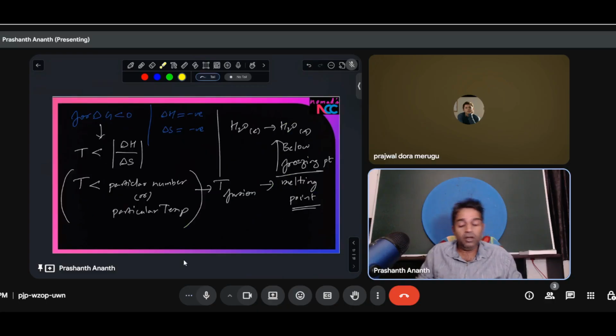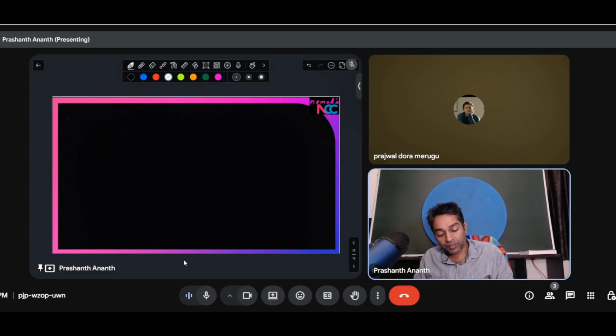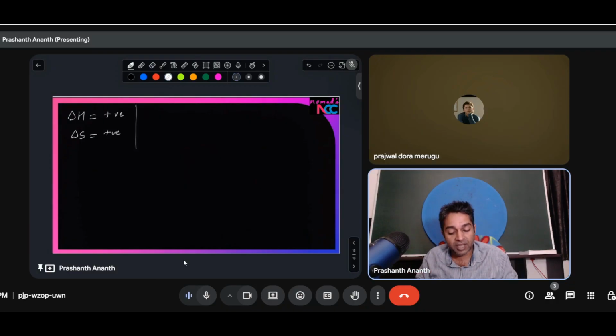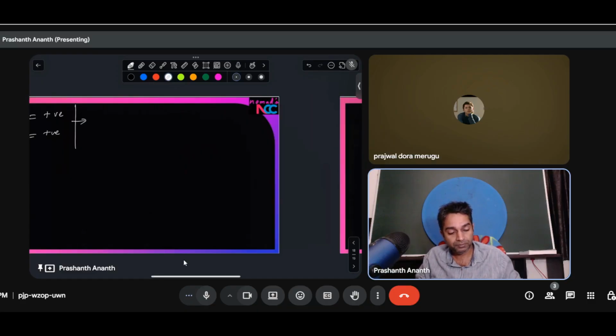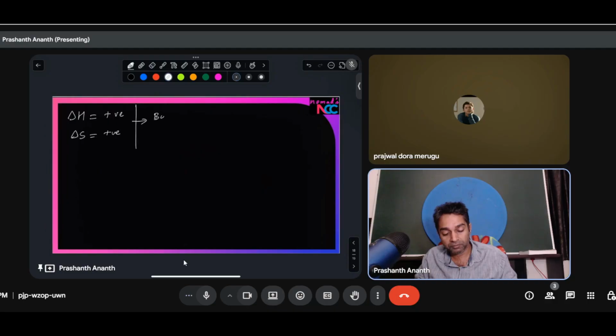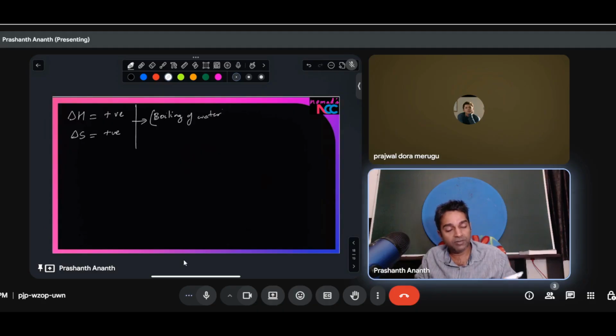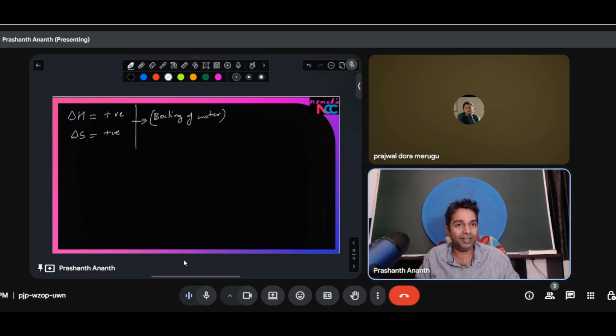So for instance, now let us take another type of process. From here, we will do the mathematics of it and then I'll describe the example. Say delta H for a reaction is positive and delta S for the reaction is also positive. Can you give me an example of this kind of process? Boiling of water, correct? Fusion of water, both will come into this.